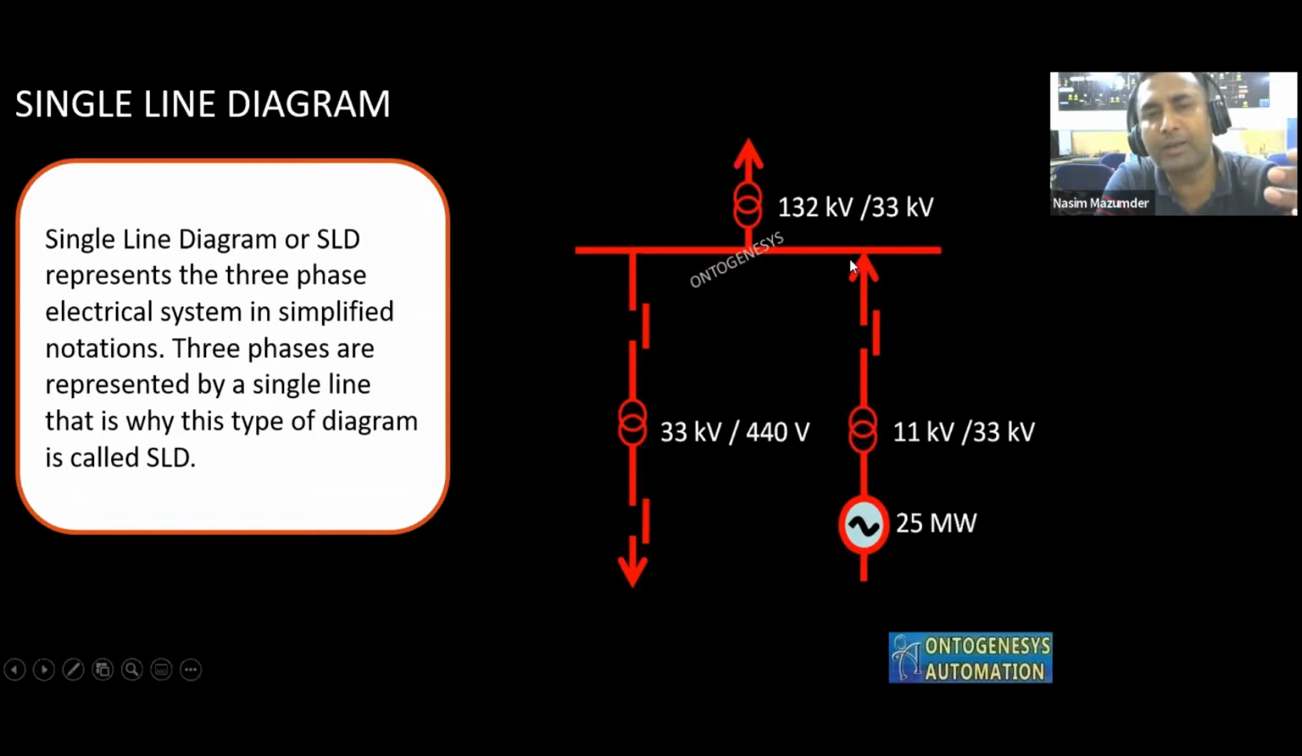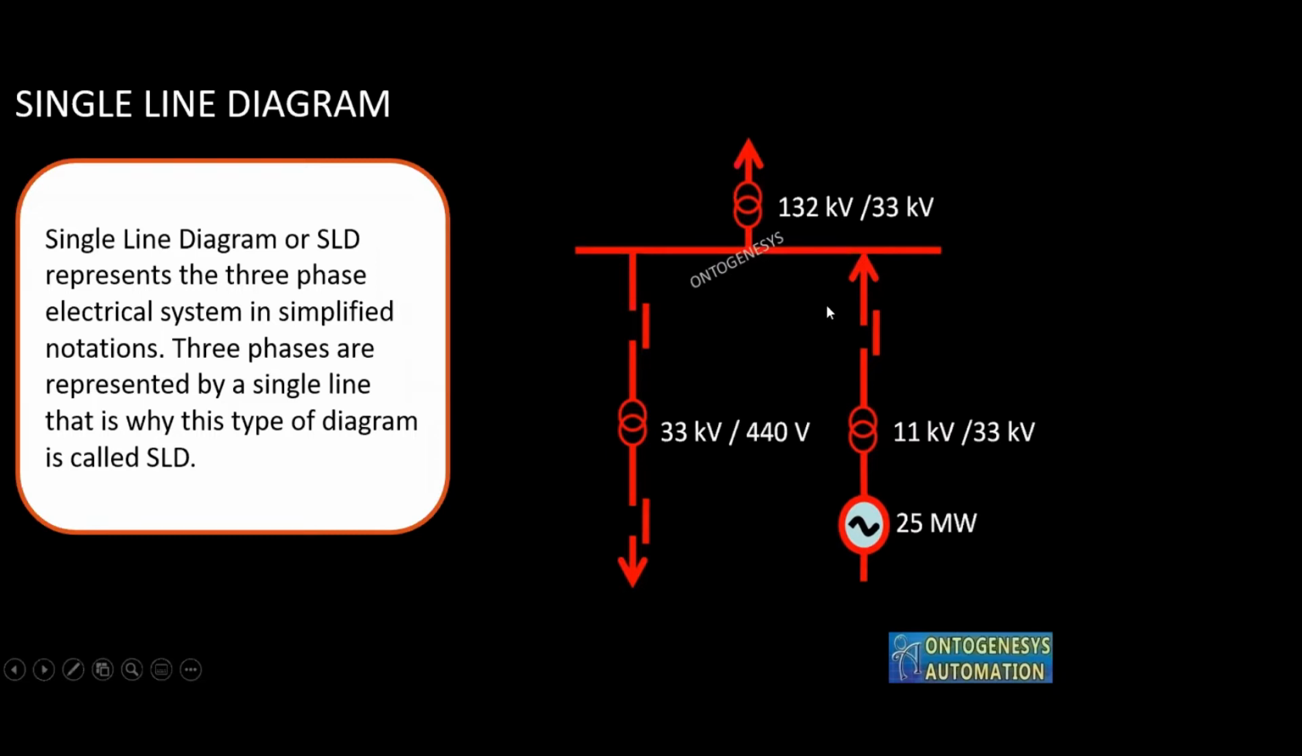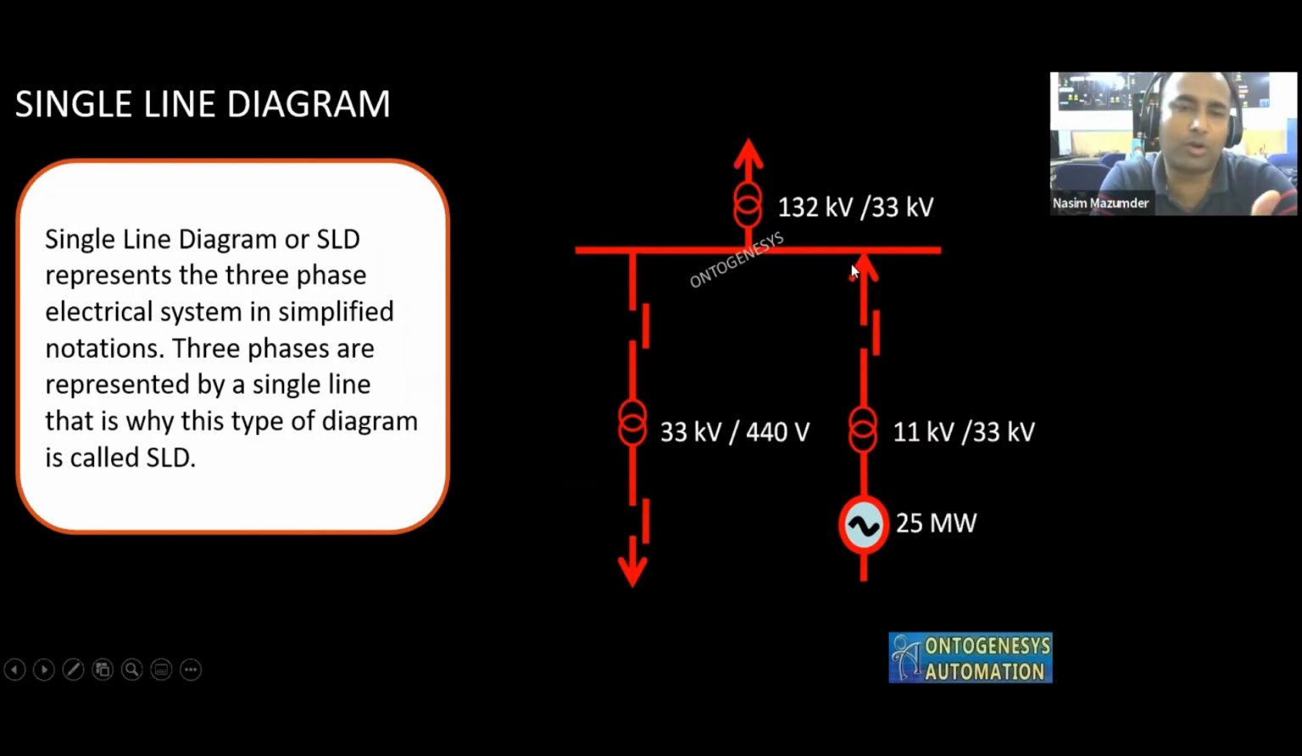But basically it is a three-phase system. So we are representing only one phase with this diagram. That is why we call it single line diagram. And since it is a balanced system, the rest two phases will be of the same nature. So single line diagram or SLD represents the three-phase electrical system in simplified notation. Phases are represented by a single line. That is why we call it single line diagram.